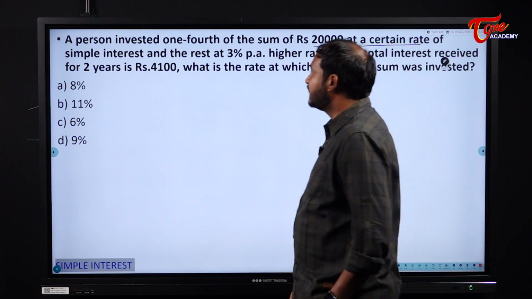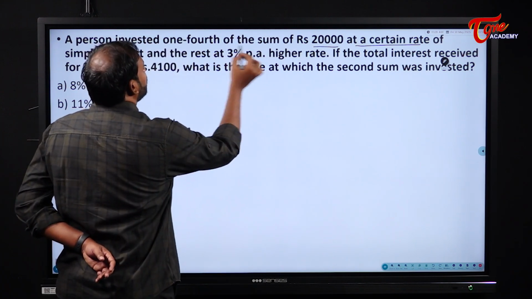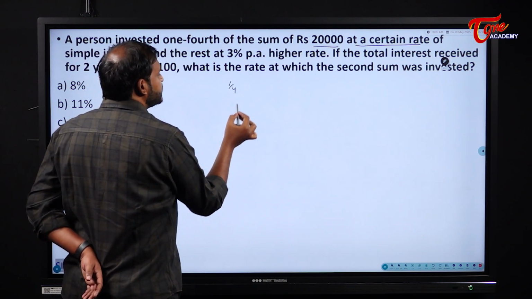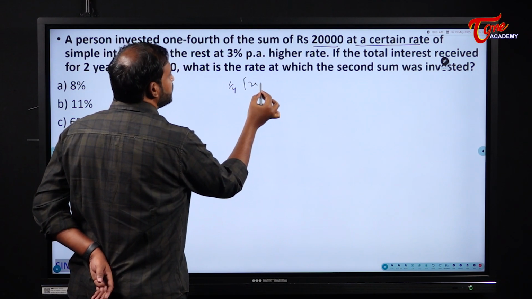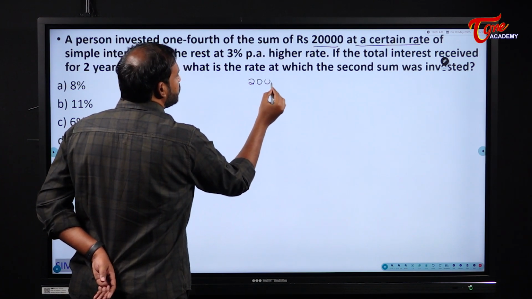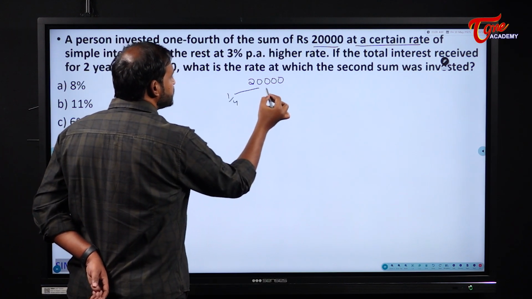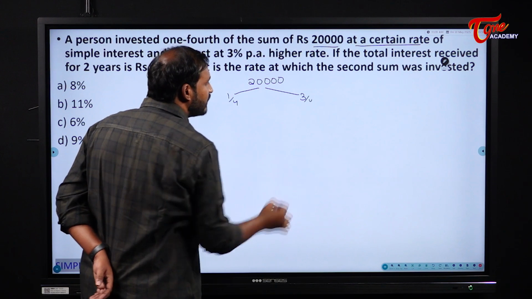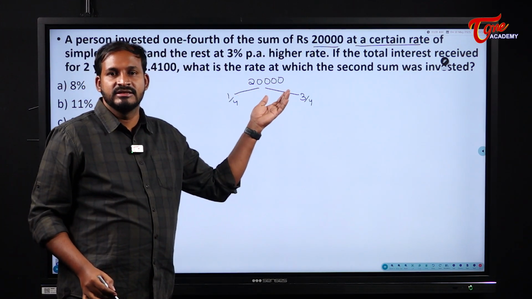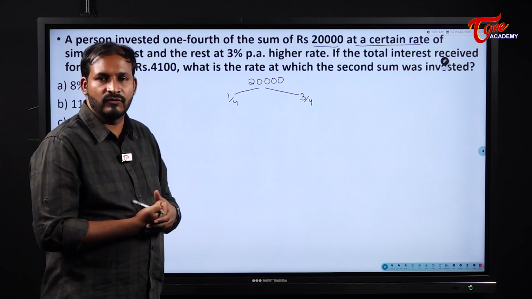A person invested 1/4 of the sum of rupees 20,000 at a certain rate of simple interest and the rest at 3% per annum. Now see here, 1/4 of the sum of rupees 20,000. Overall his investment is 20,000. He is investing 1/4, so the remaining 3/4 he will have, right? 1/4 means directly we can say it is 5,000 and 15,000. But for timing, we will use the same terminology, 1/4 and 3/4.